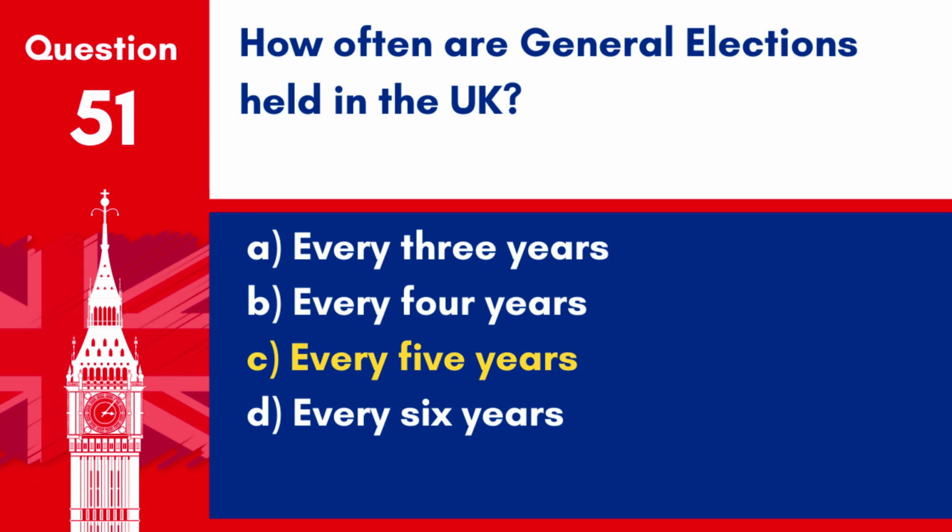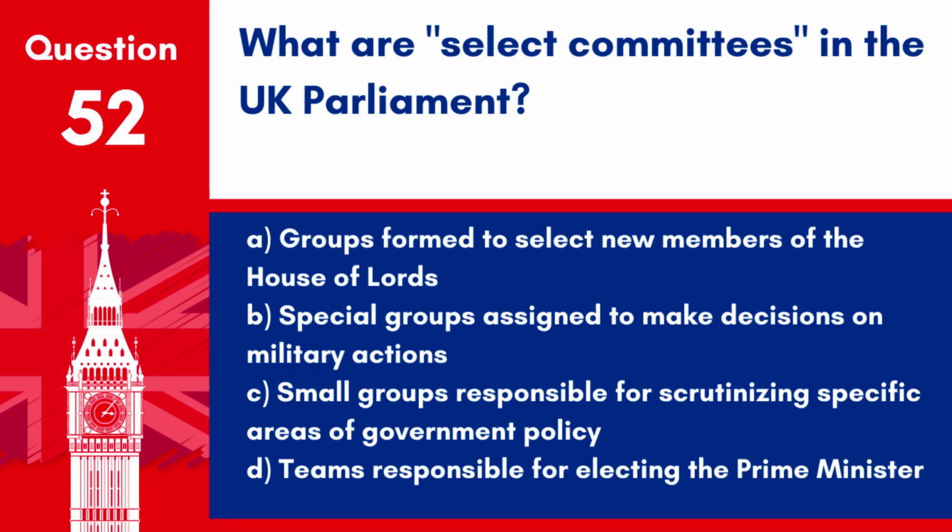Question 52. What are select committees in the UK Parliament? A. Groups formed to select new members of the House of Lords. B. Special groups assigned to make decisions on military actions. C. Small groups responsible for scrutinising specific areas of government policy. D. Teams responsible for electing the Prime Minister.